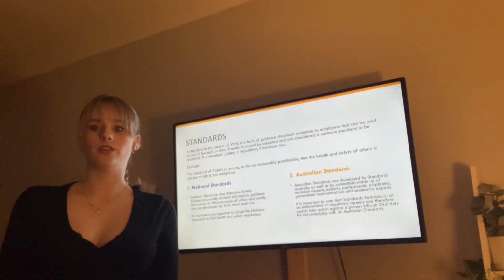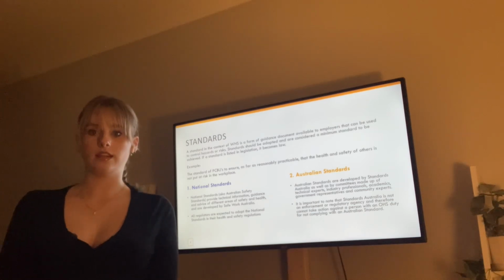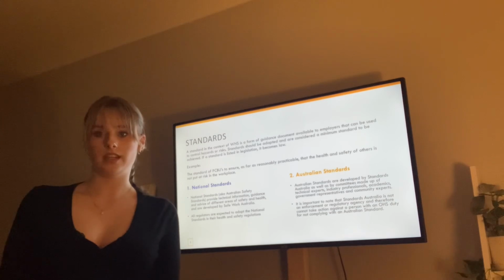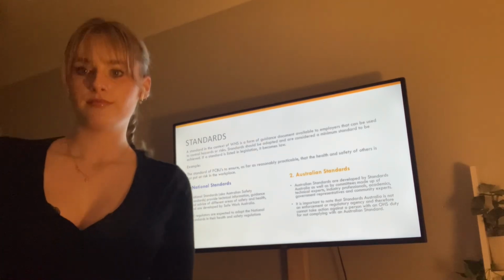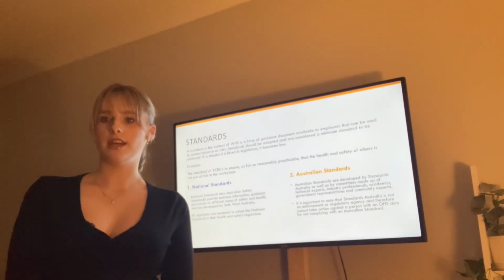National standards, also known as Australian safety standards, provide technical information, guidance and advice on different areas of safety and health, and are developed by Safe Work Australia. All regulators are expected to adopt the national standards in their health and safety regulations.